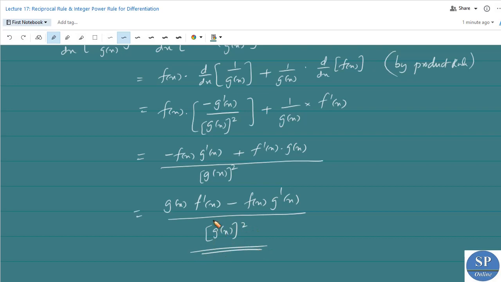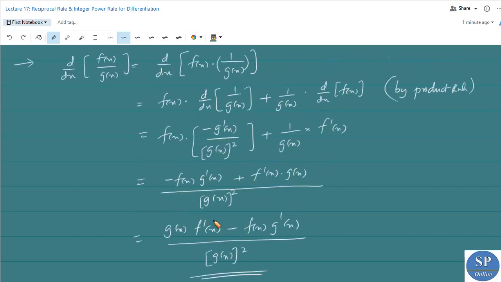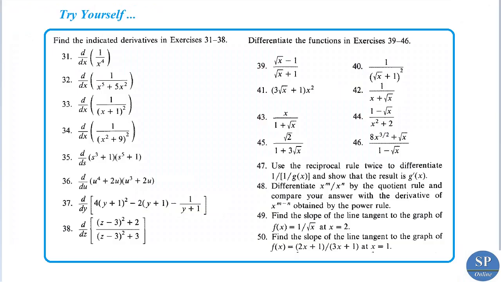This is the quotient rule. So we derived the quotient rule by using the product rule and the reciprocal rule. So here we applied the reciprocal rule, this is by reciprocal rule. Now you can try to do these problems.